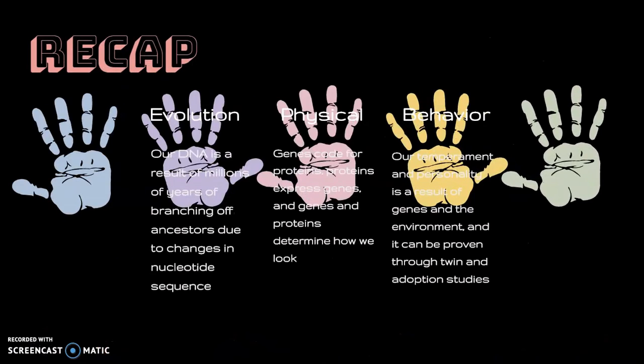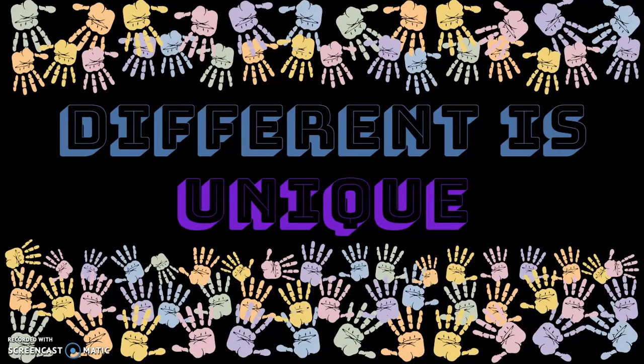So I know this was a lot of information, so we'll go over this kind of quickly. So evolution, our DNA, is a result of millions of years of branching off due to changes in nucleotide sequence. Physical: genes code for proteins, proteins express genes, and genes and proteins determine how we look. Behavior: our temperament and personality is a result of genes and the environment, and it can be proven through twin and adoption studies. But ultimately, it's the differences in our DNA that make us who we are. It's what makes us unique.